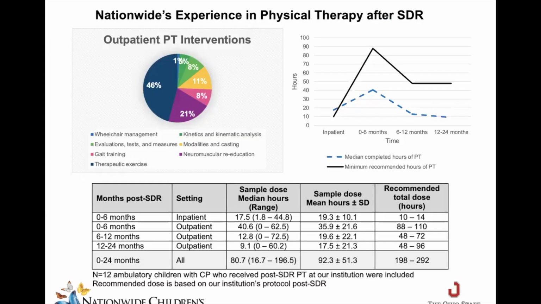This is one of our main research interests here at Nationwide, and this is from a recent publication showing what we do in all these visits: wheelchair management, evaluations, tests, and gait training is a big component. Modalities and casting we actually look at in about 11%, and neuromuscular reeducation in almost a quarter. The dotted line is the median of completed PT and the median of recommended PT. And you can see, in a very small sample size of about 12, there was a big difference between what we were recommending versus what children were getting, either because of parents, because of insurance, and some other things.